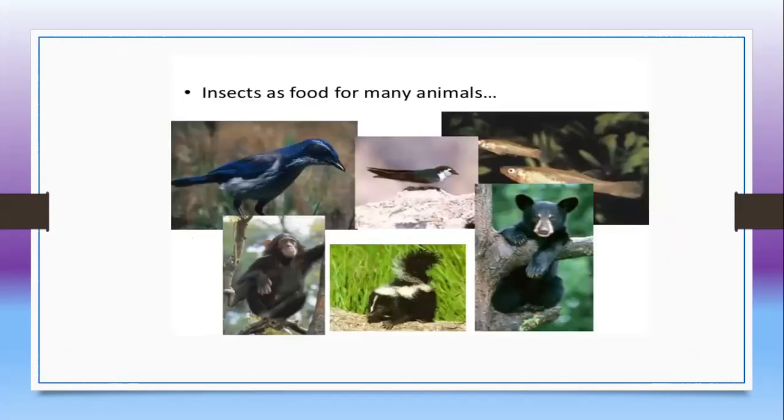So insects serve as food for many animals, not only for human beings, as we have talked about just now. Actually, they serve as food for many animals, such as aves, mammals, and even fishes. So the higher vertebrates are especially dependent on these insects as their main source of food.